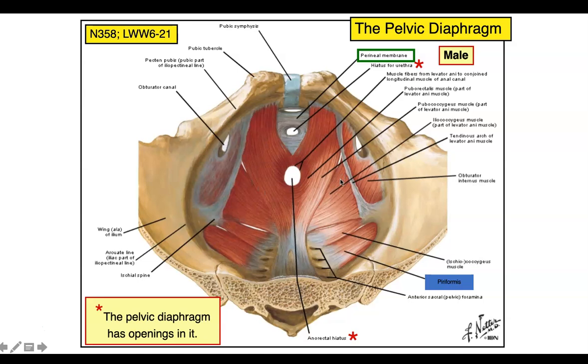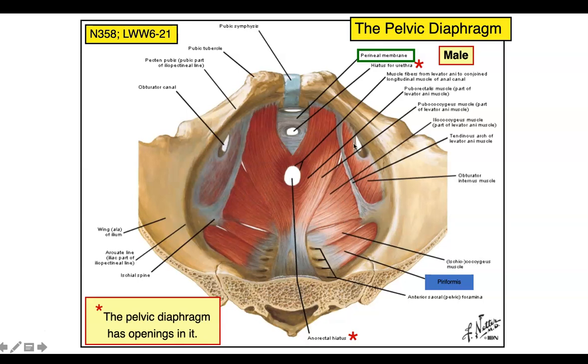So you are viewing the pelvic diaphragm from the superior aspect, from the pelvic side, and outside the pelvic diaphragm, or inferior to it, is the perineum. The pelvic cavity has lateral walls, a posterior wall, and it has the floor. This is the floor, the pelvic diaphragm.